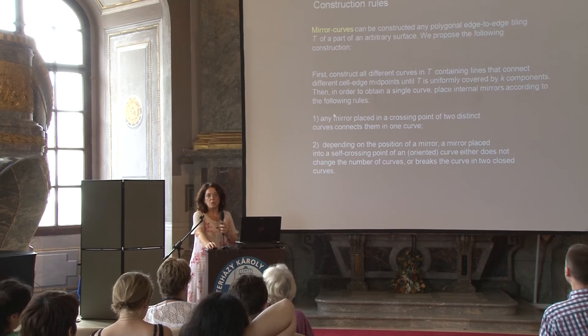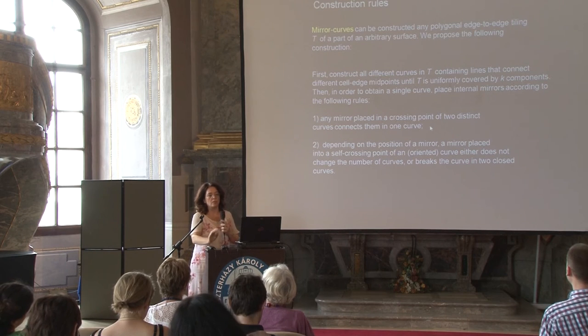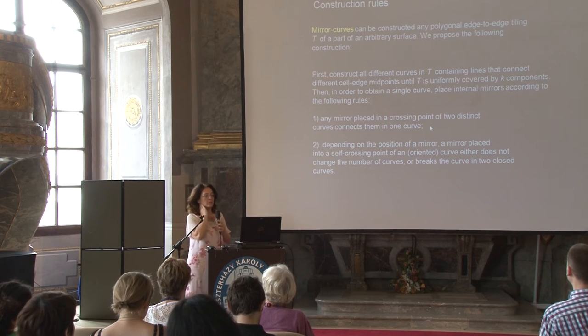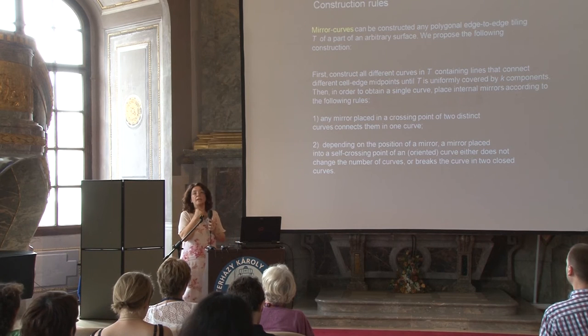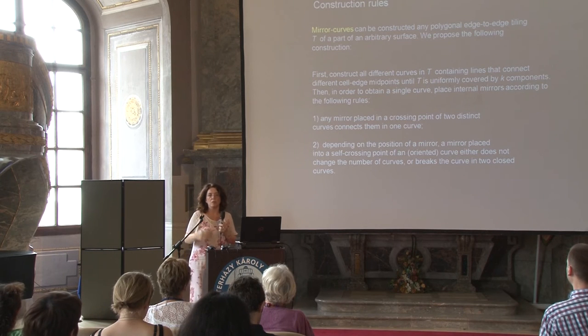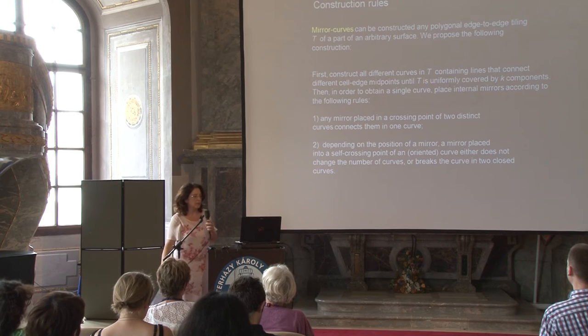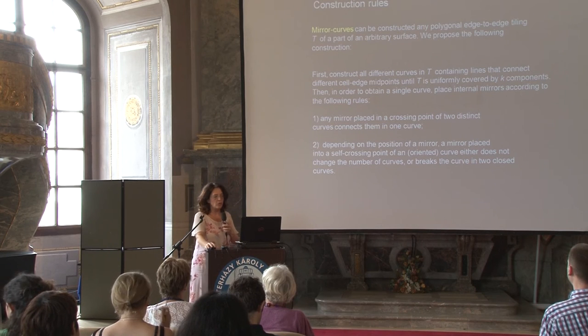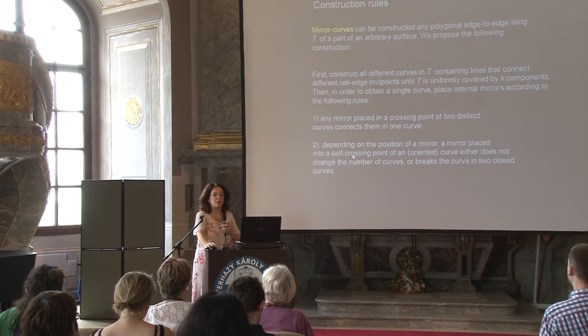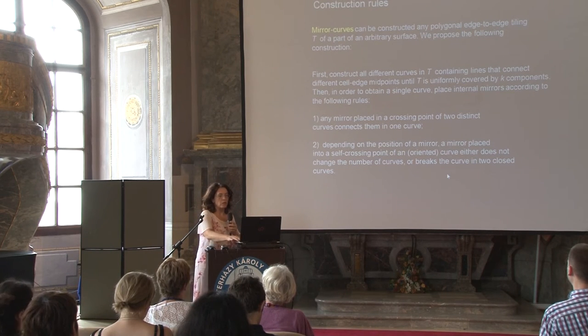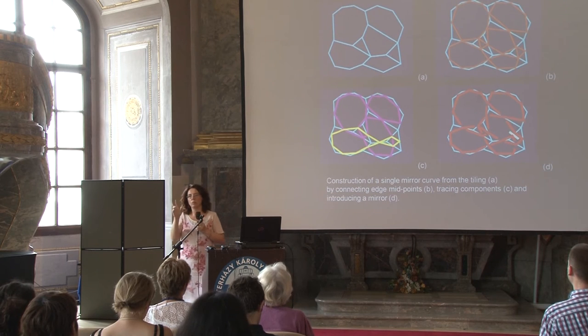Any mirror which is placed in a crossing point of two distinct components, curves, connects them in one component, in one curve. And depending on the position of the mirror, a mirror placed into a self-crossing point of an orientated curve either does not change the number of the curves or breaks it in two more.